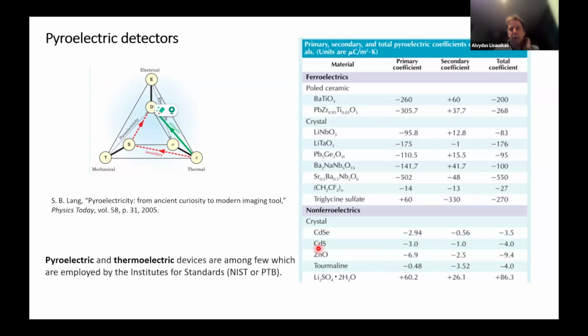So pyroelectric and thermoelectric devices are among the few devices employed by institutes of standards. Both NIST and PTB use this phenomenon to create standardized or calibrated detectors for this frequency range, also for the terahertz frequency range.